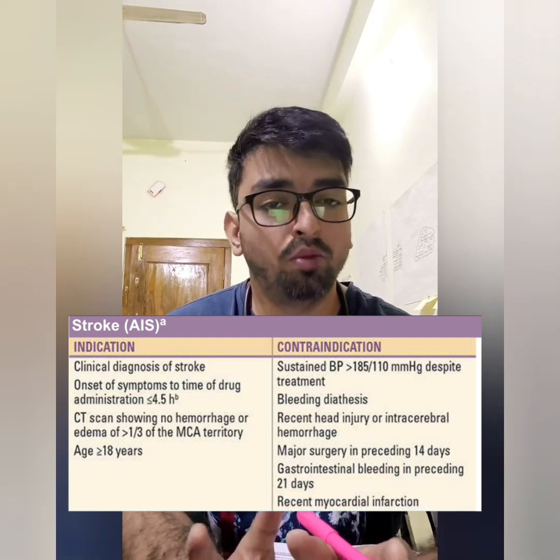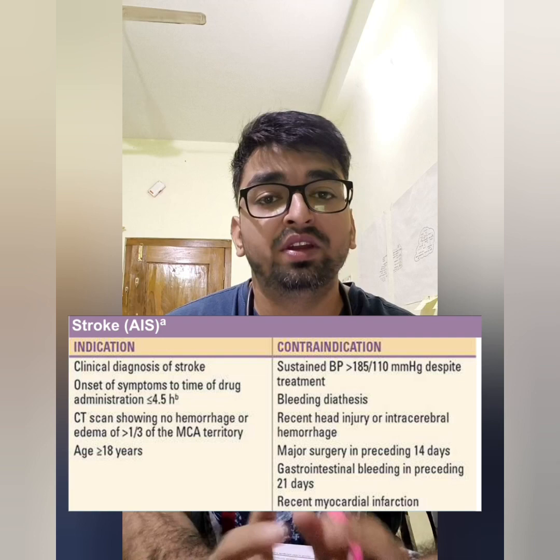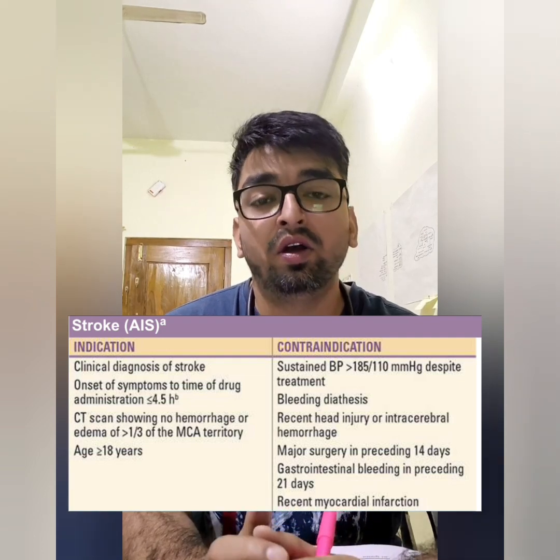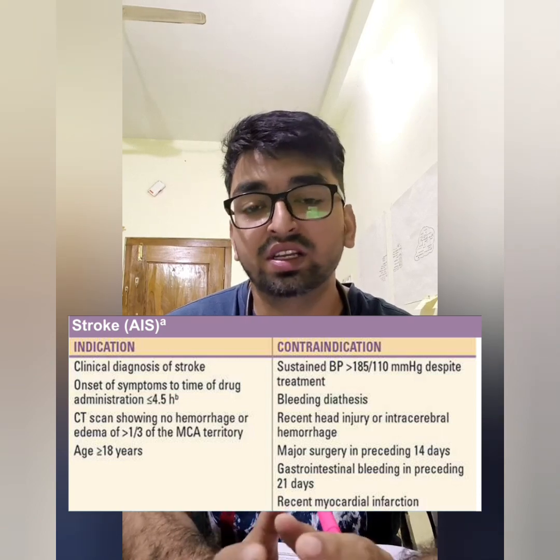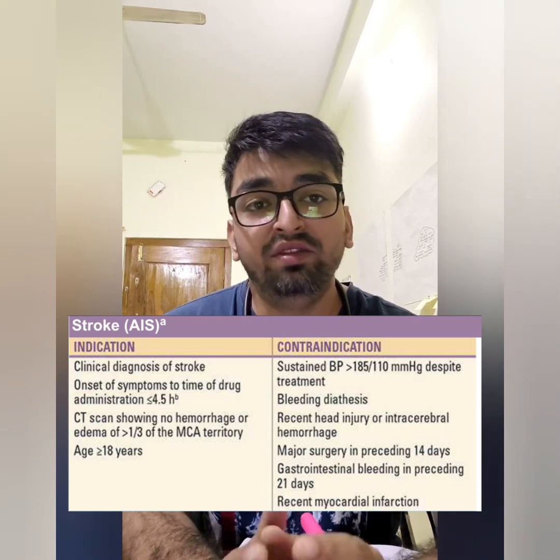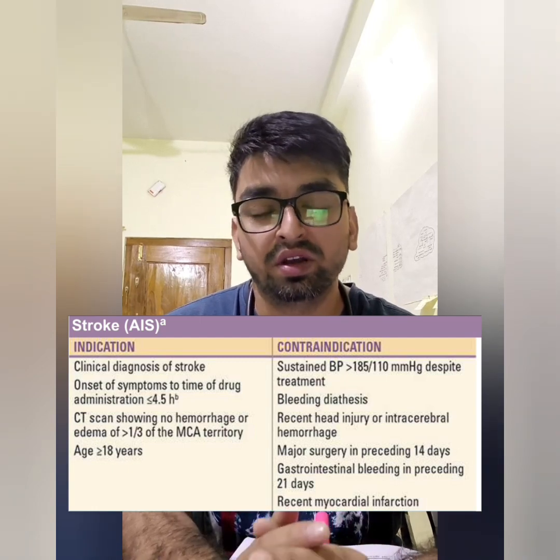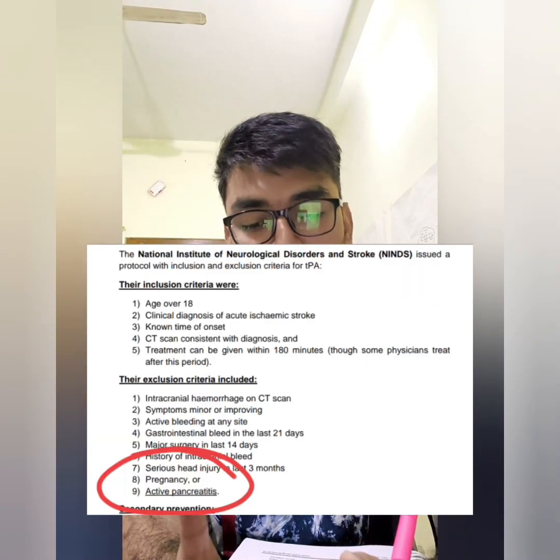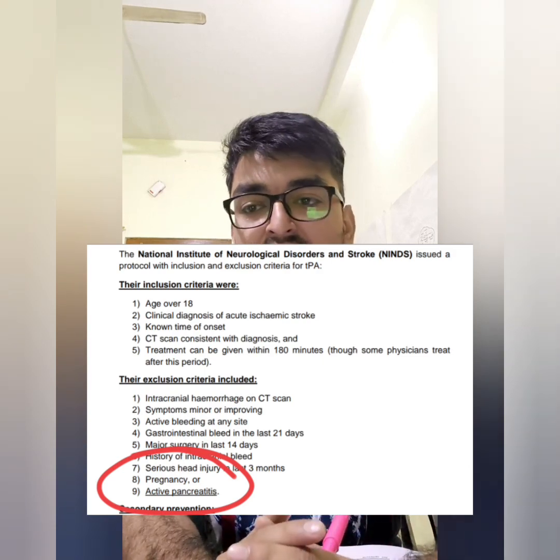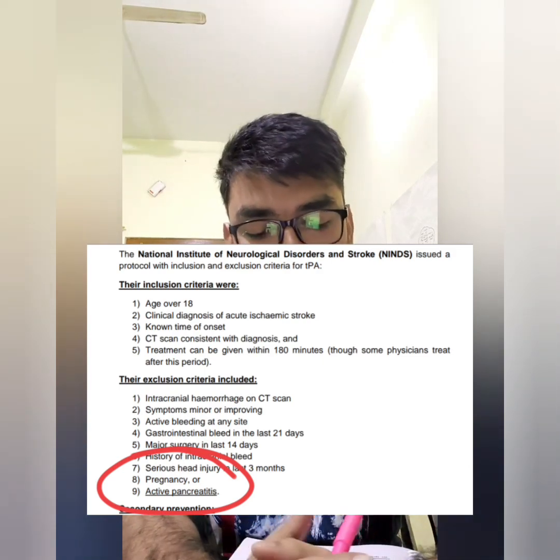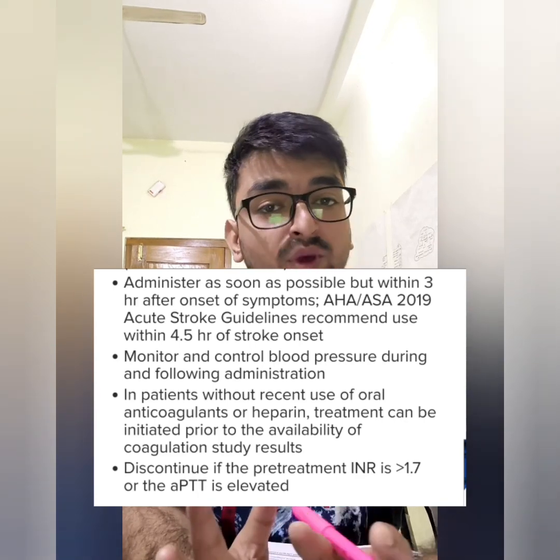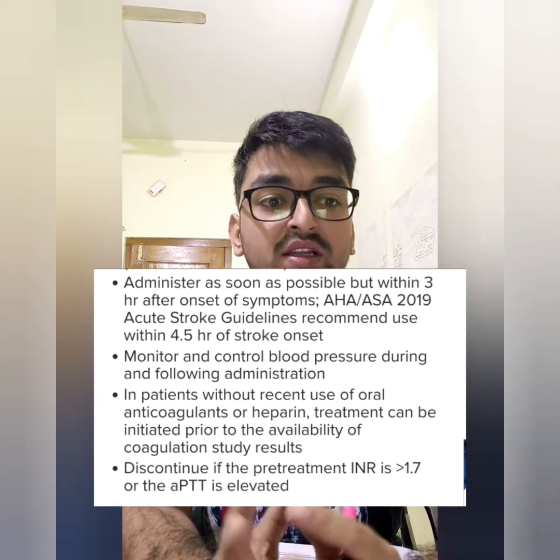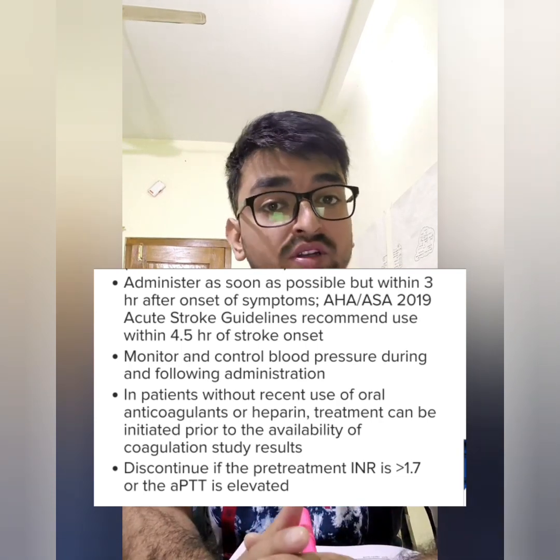The contraindications, which are more important: raised BP even after treatment, if it's more than 185/110, or if the patient has any bleeding diathesis, recent head injury, or intracranial hemorrhage, major surgery within 14 days, gastrointestinal bleed within 21 days, and recent MI. So these are the contraindications. Also, the National Institute of Neurological Disorders and Stroke mentions acute pancreatitis and pregnancy as contraindications for thrombolysis. And if you see the American Stroke guidelines, they also include heparin use within 48 hours and platelets less than 1 lakh. And if the patient is on anticoagulants, they advise to check the INR, and it should be less than 1.7. So these are all the indications and contraindications.